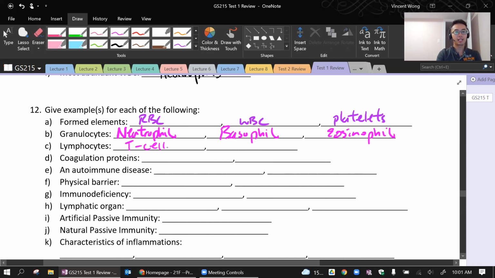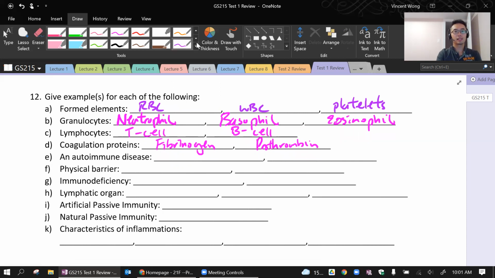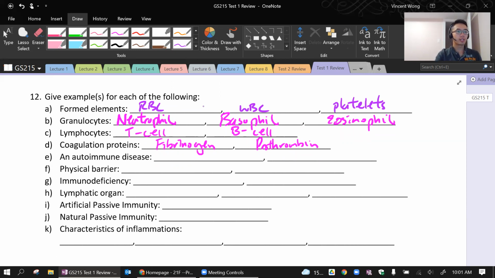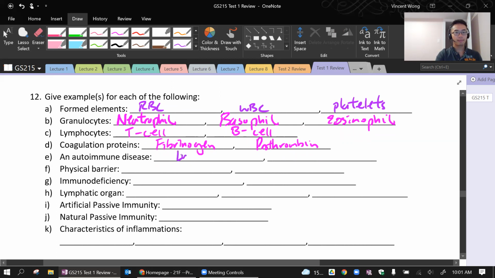There are T lymphocytes, T cells, and B lymphocytes. Coagulation proteins, we did it earlier: fibrinogen and prothrombin. I mean, there are many, many others, but these are the only two that we've done. Okay, autoimmune diseases. Suggestions? Anybody? Lupus? Sorry, did you say lupus? Yeah. Yep. Okay, anything else?